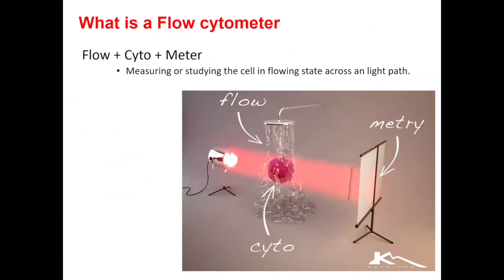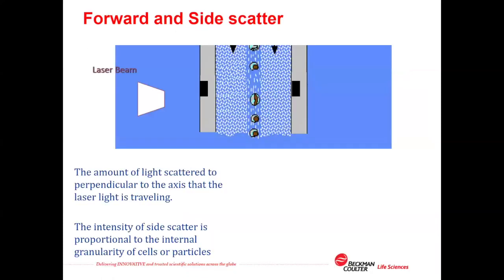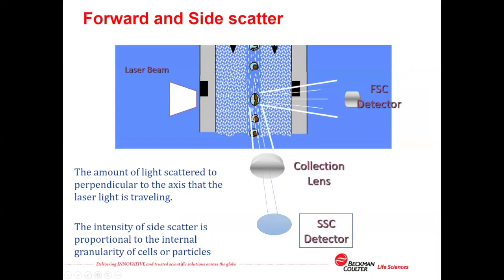Very simple. This is the image I show them, very clearly understood. As the name says, flow cytometer: you are measuring or studying the cell when it is in a flowing stream across a light source. Correct? Very simple. So when light hits the cell or the particle, what happens? Basic. It scatters. With that scatter, we can study the physical properties. So let's assume that this is the cell which is flowing.